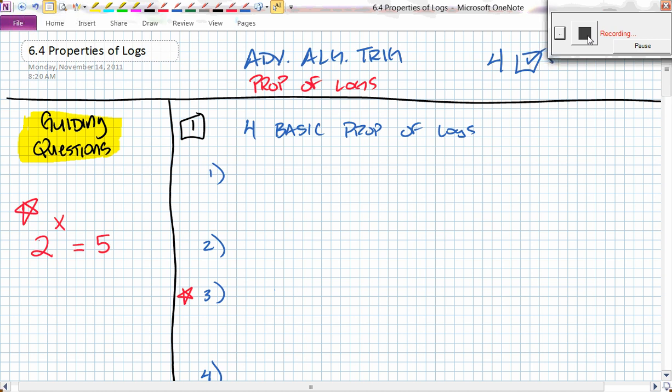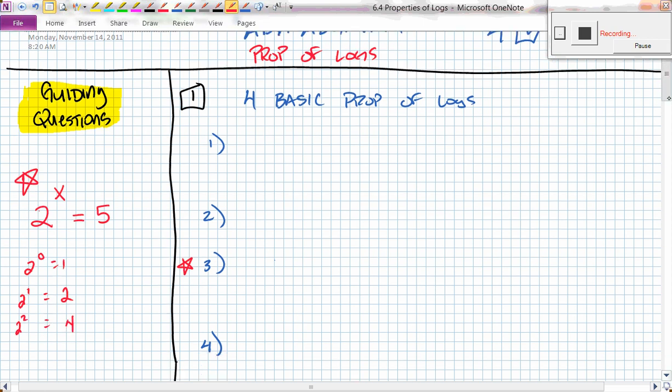We are good as human beings at figuring out 2 to the 0. What's 2 to the 0? Let's write this stuff down. Good. 2 to the 0 is equal to 1. What's 2 to the first? 2. Good. What's 2 squared? 4. Great. What is 2 to the third? 8. Good.